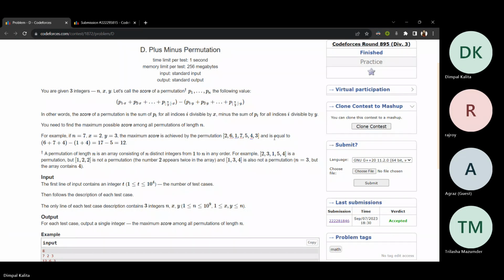So what we need to find is that we need to maximize, out of all the permutations possible for length n. We know for length n, n factorial permutations are possible, the different arrangements that we can do. So out of all, we need to find the maximum score which is achievable by the permutation given here. Okay, so I guess the question is done.